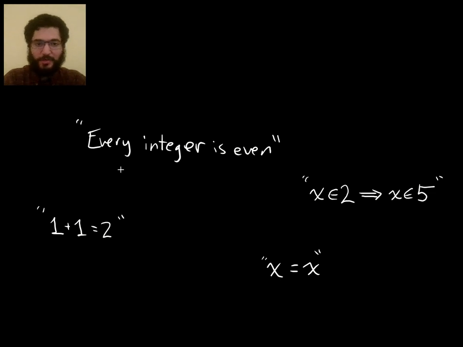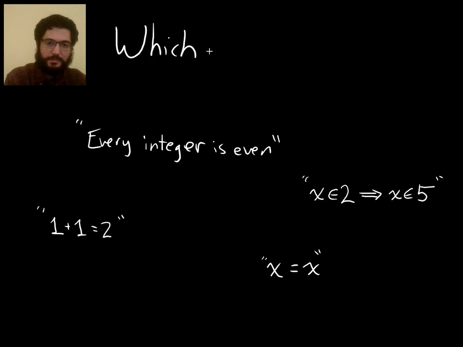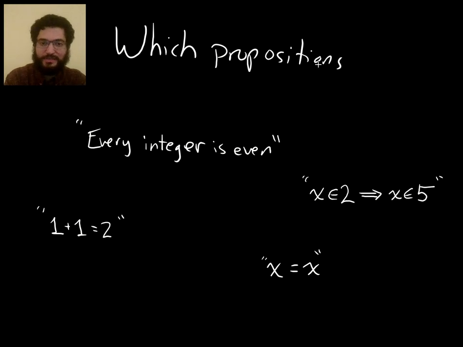Here are a bunch of propositions. Every integer is even, 1 plus 1 equals 2, etc. These are all propositions. They're assertions. They could be true or false. And the main thing we're concerned with in mathematics, the main point, is knowing which ones are true. So the main question that we're interested in is which propositions, of the many propositions that one can utter, which ones are true.